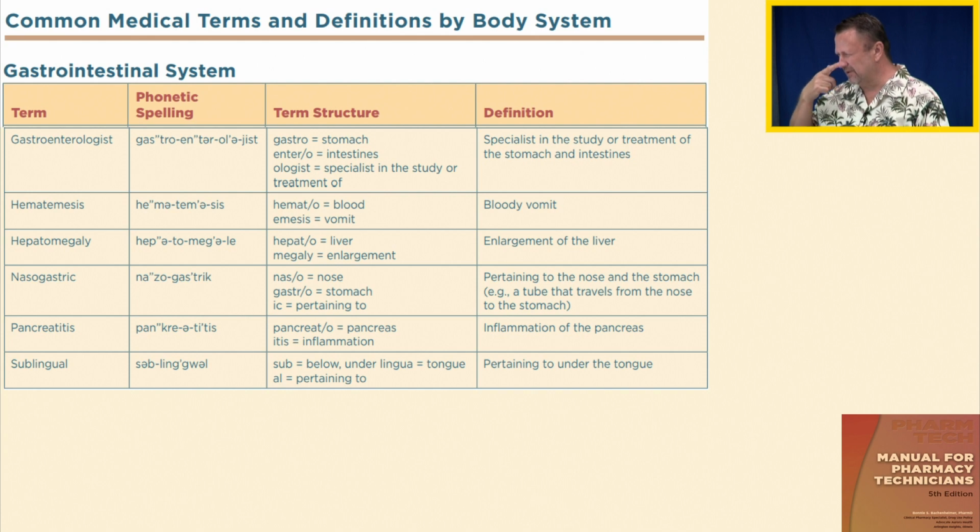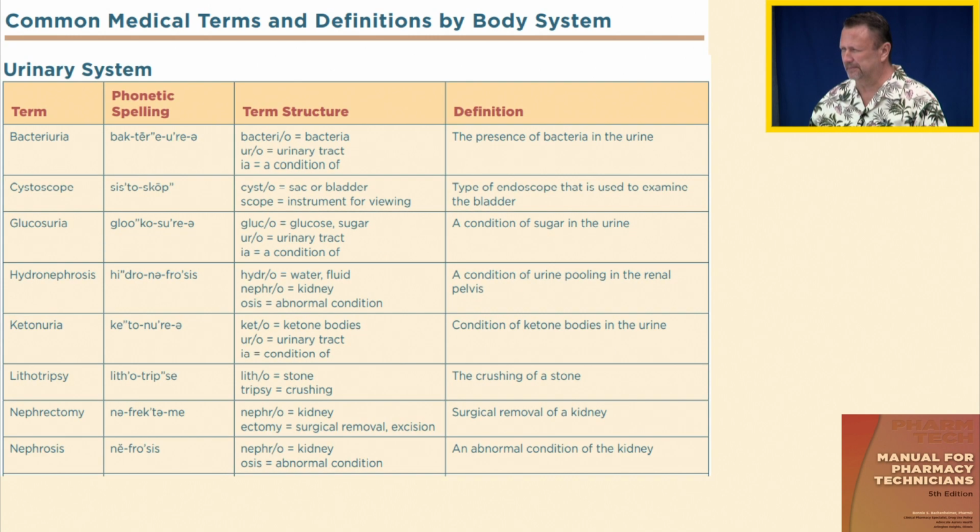Nasogastric means coming from the nose to the stomach. So a nasogastric tube goes through the nose down into the stomach. Pancreatitis, again, is inflammation of the pancreas. Sublingual means underneath the tongue. Bacteria means presence of bacteria in the urine. A cytoscope is an instrument that we use to look inside of the bladder.